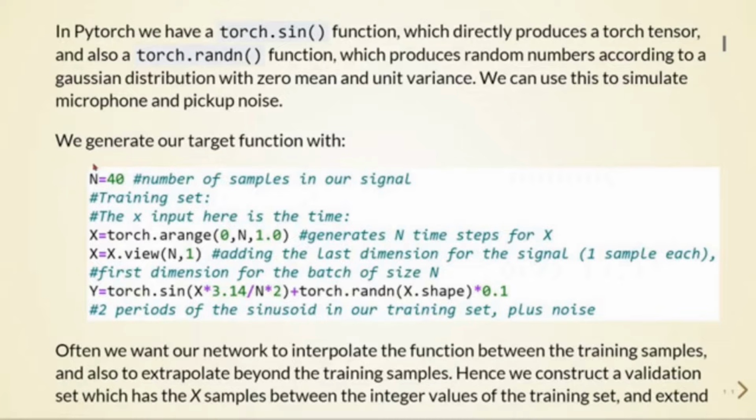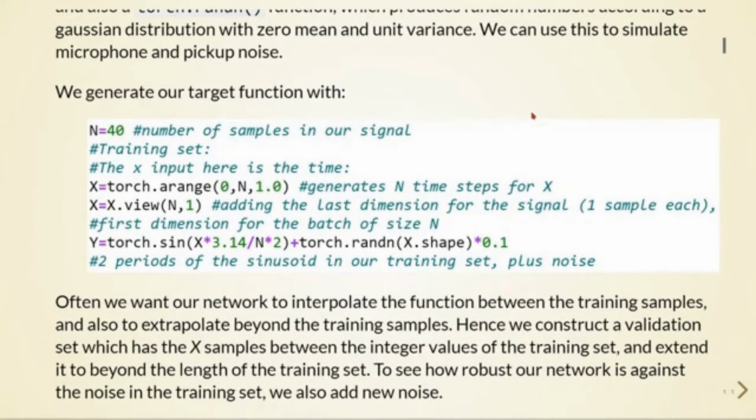So here we are setting the number of samples in our signal. For our input, we're generating N time steps for x. This is what we're doing here. Then we are reshaping to have the last dimension for the signal and the first dimension for the batch size N, capital N, that we're defining here.